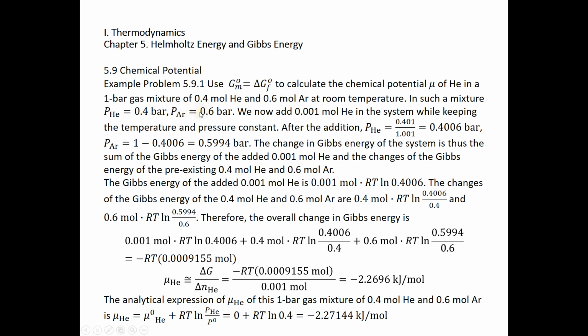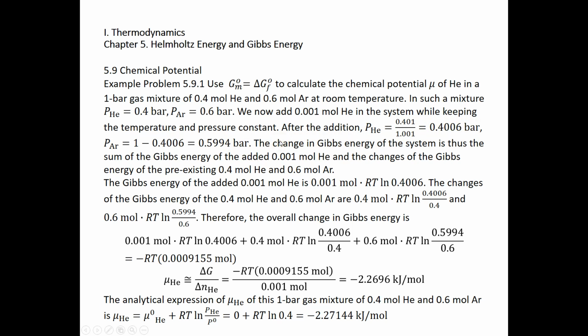We can get the partial pressures of the two gases, and then we add a very small amount of helium into the system to get a finite change of G, and we have this finite change of the amount of helium. And then we do the division, we get the chemical potential. After the addition, we need to calculate the new partial pressures for helium and argon. So the partial pressure of helium is now a little bit more than 0.4. The pressure of argon is a bit less than 0.6, but the sum is still 1 bar. Again, we are holding the total pressure of the system constant.